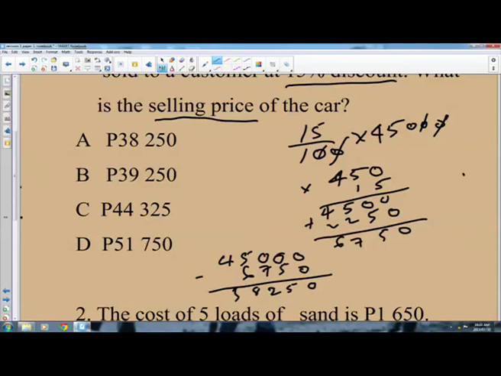So our alternatives: the first alternative is 38,250, B is 39,250, C is 44,325, and then D is 51,750. So the answer that we got is 38,250, which is the first alternative.